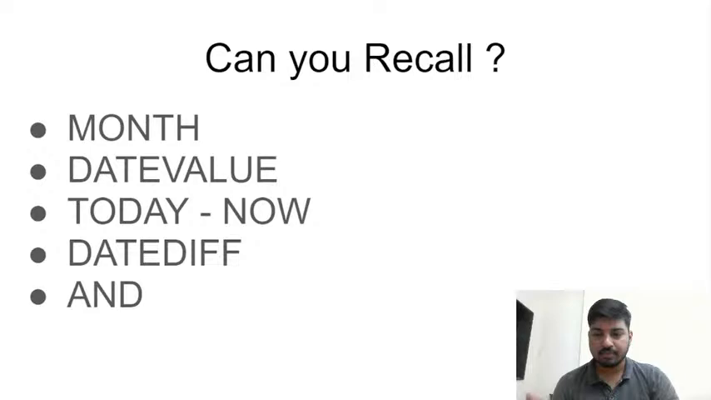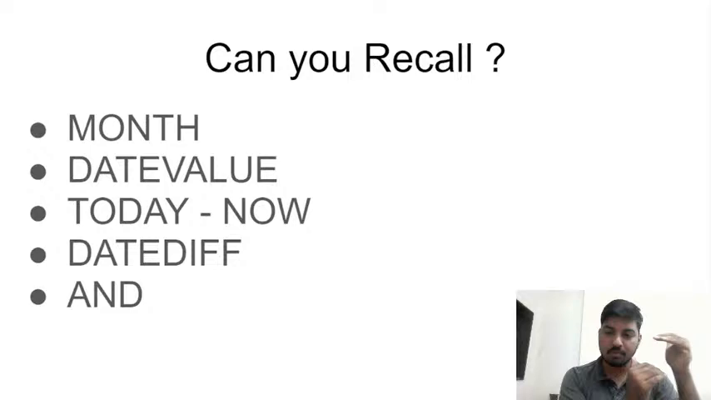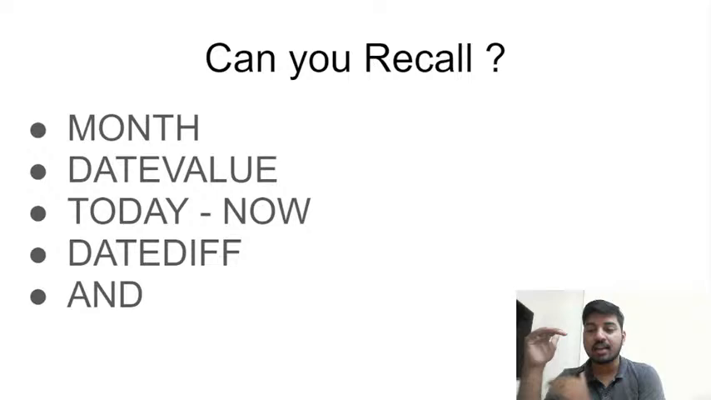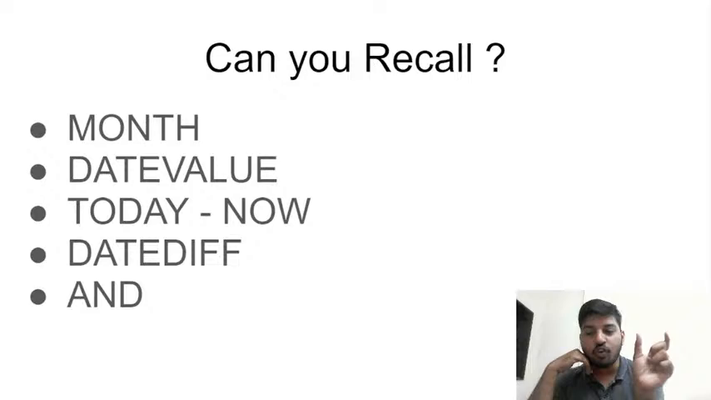Suppose you take your bank transaction. I want to know how much I have spent and how much I have earned in a particular month, so you can sum the debits to see how much you have spent within the month, and you can sum the credit part. But for that, you need to identify in which month that date is falling. I don't want 1st January or 31st January. I want to know whether it is January or not. In that case, you can use the month formula.